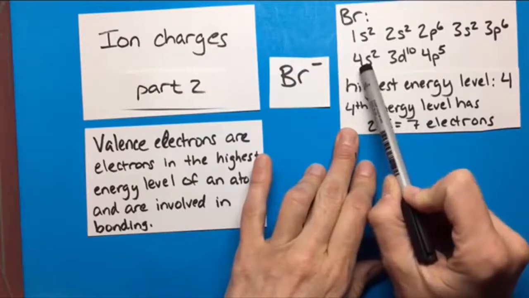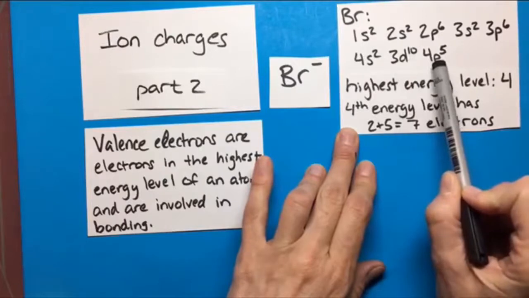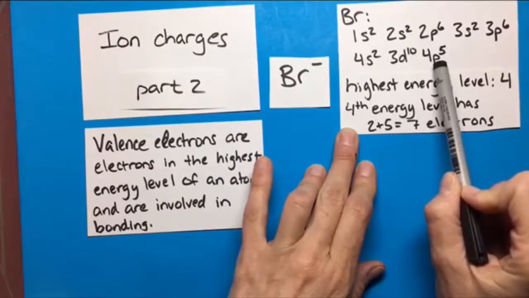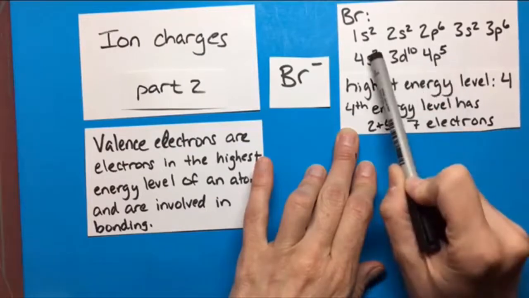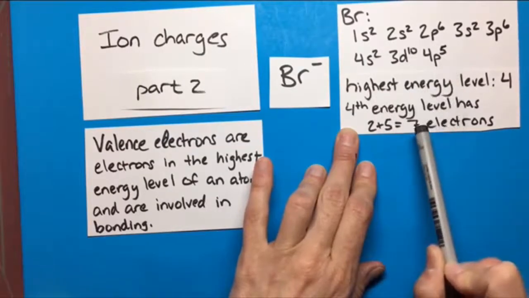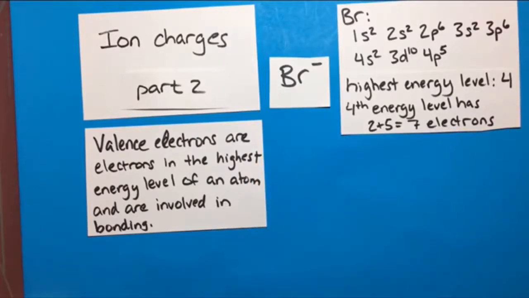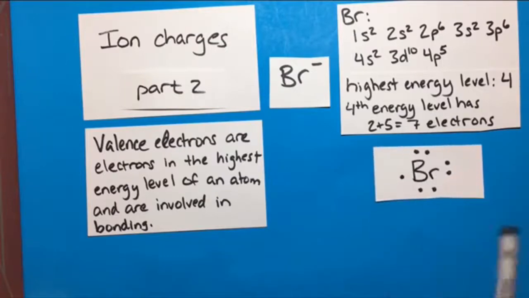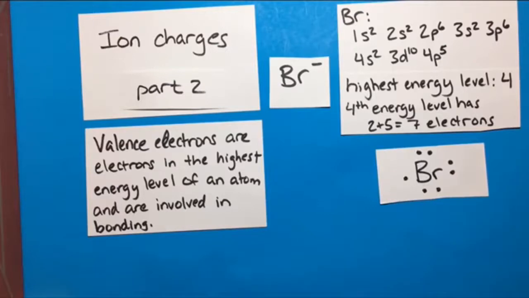These s electrons are in energy level 4. These d electrons are not. These p electrons are in energy level 4. So I'm going to count the s electrons and the p electrons. 2 plus 5 equals 7 electrons. So bromine has 7 electrons in its valence shell. And we represent that using a Lewis dot structure with 1, 2, 3, 4, 5, 6, 7 electrons around the symbol for bromine.